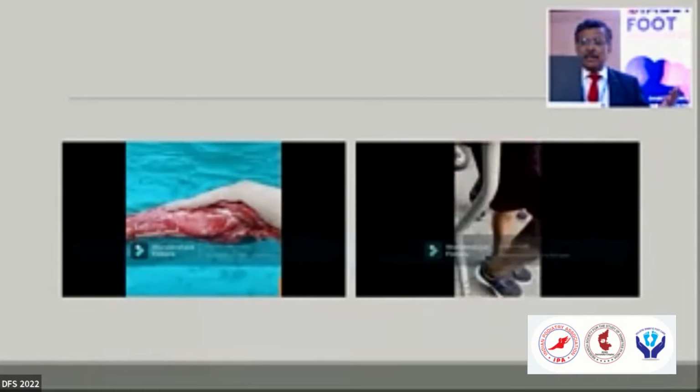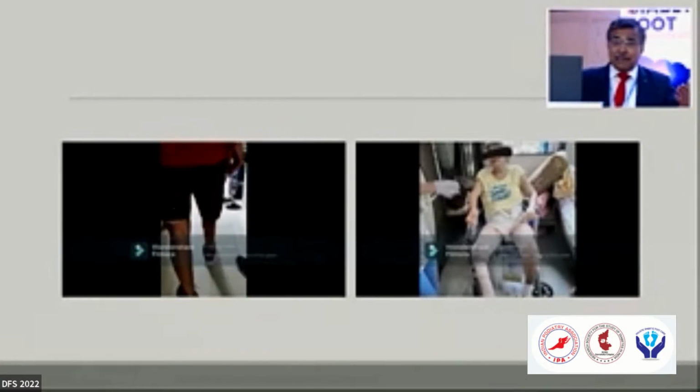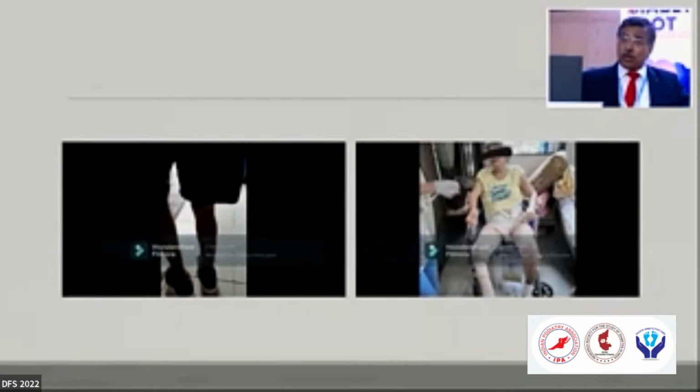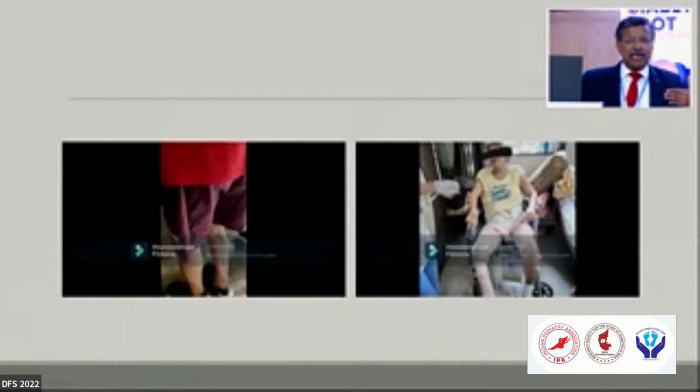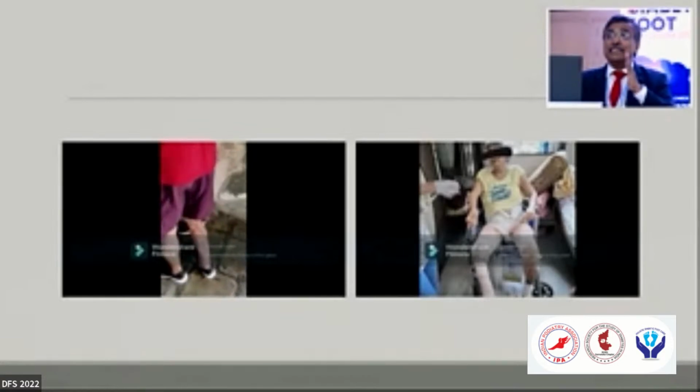On one hand, we have a patient with extensive necrosis, and we tried to salvage. The foot and the leg could be salvaged. And here is the person who is walking. This patient could ultimately climb stairs. He could get down the stairs, and the foot or the leg is salvaged.